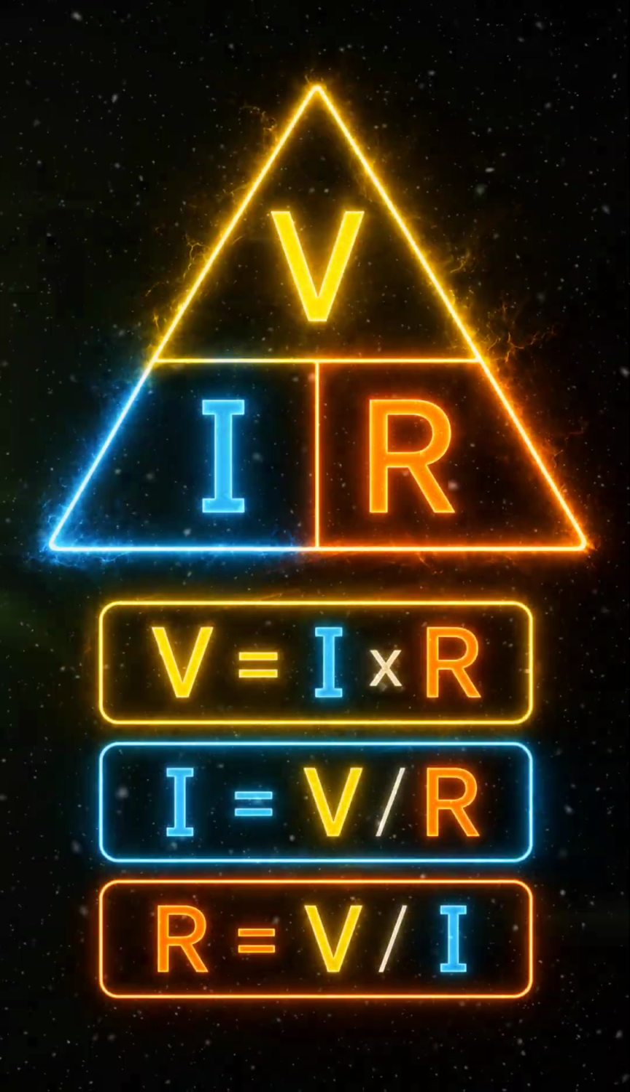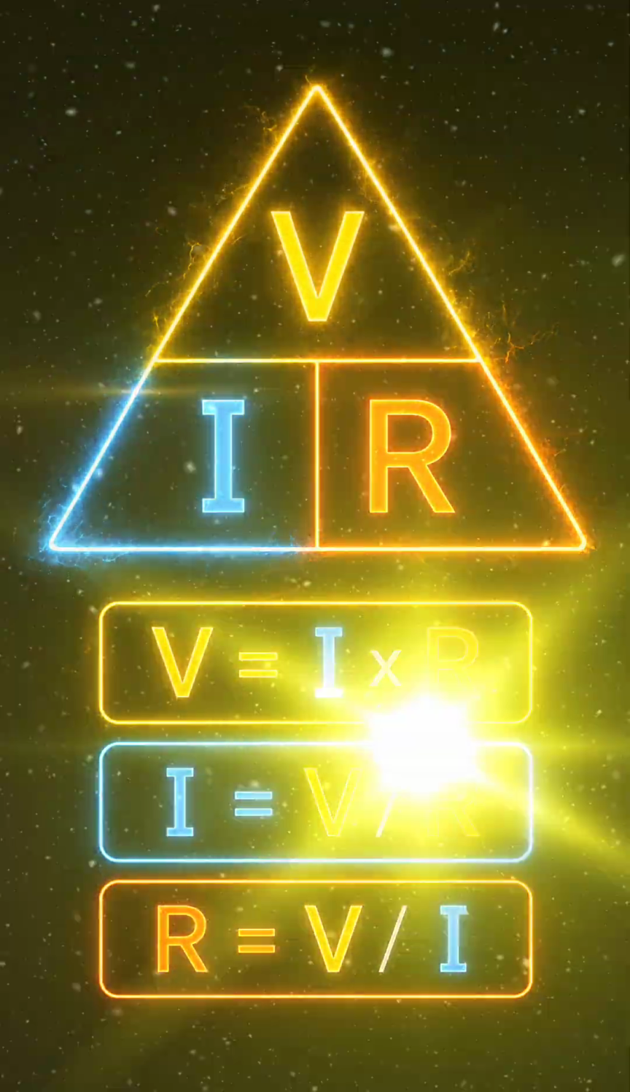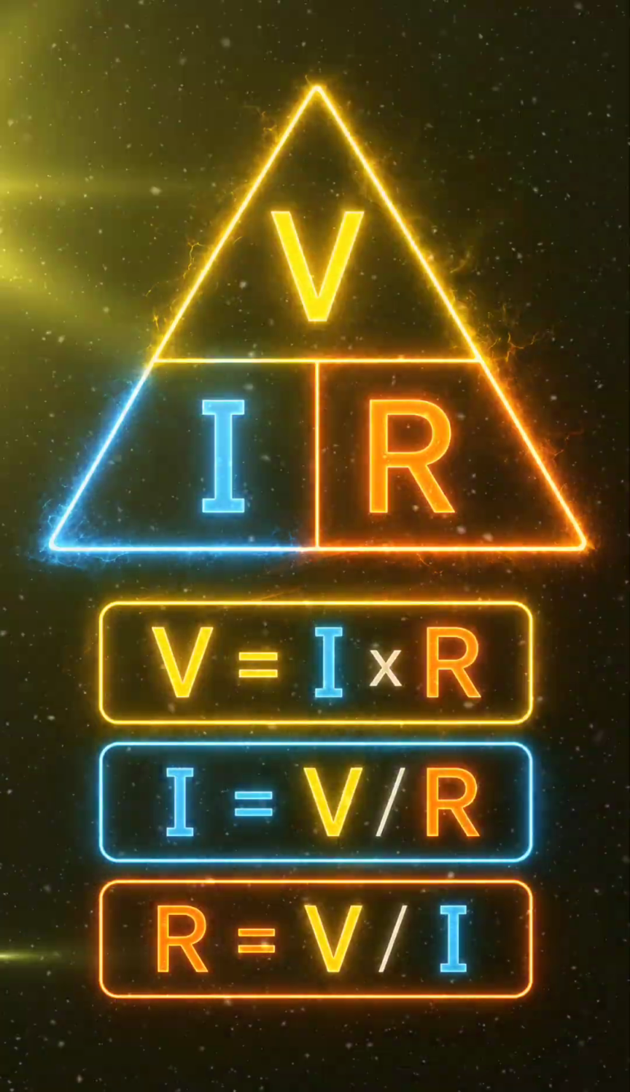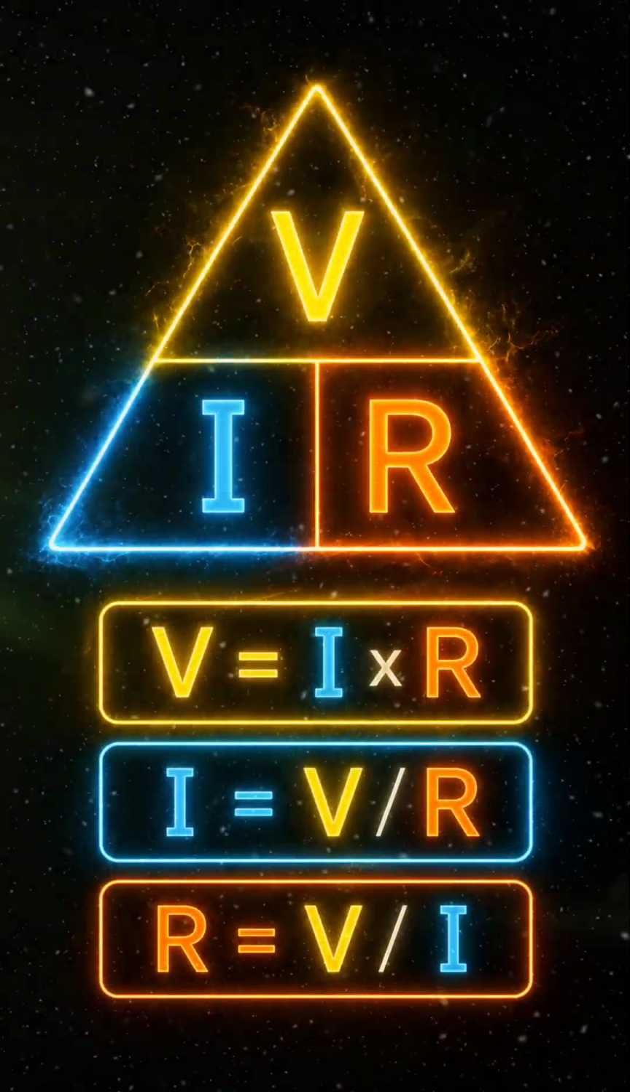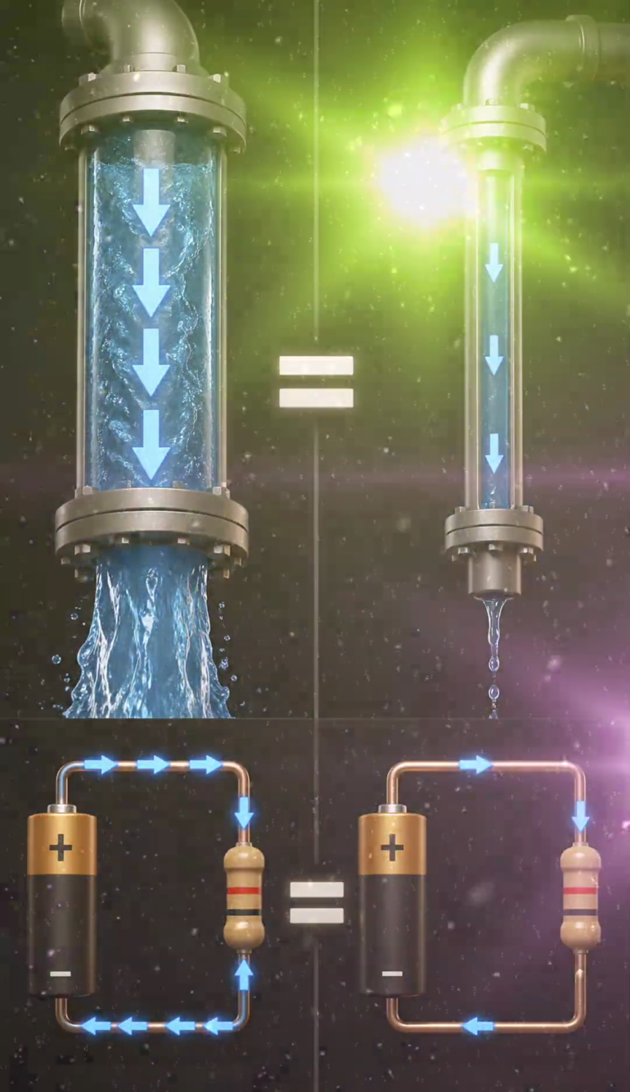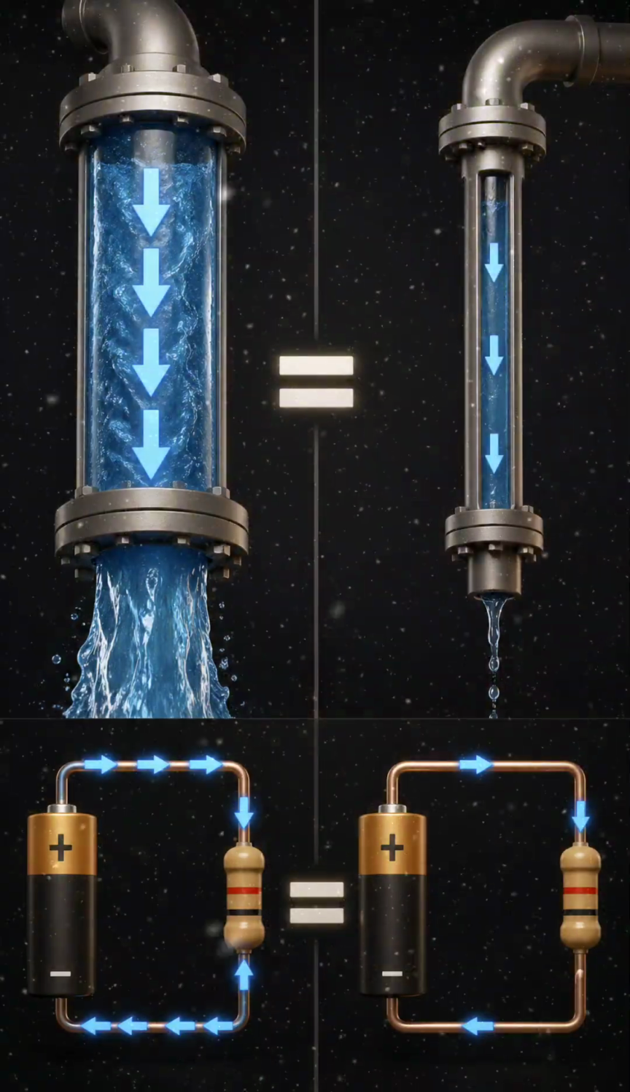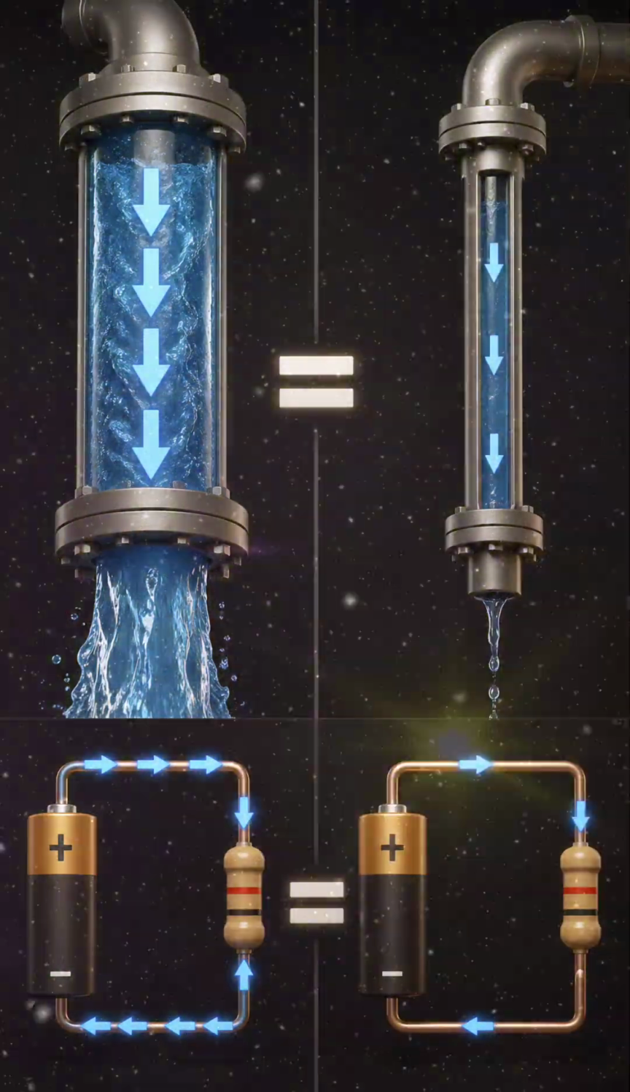V is at the top, I and R are at the bottom. Cover what you want to find. The triangle gives you the formula. Simple, right? Now let me explain how it actually works with a very simple example.